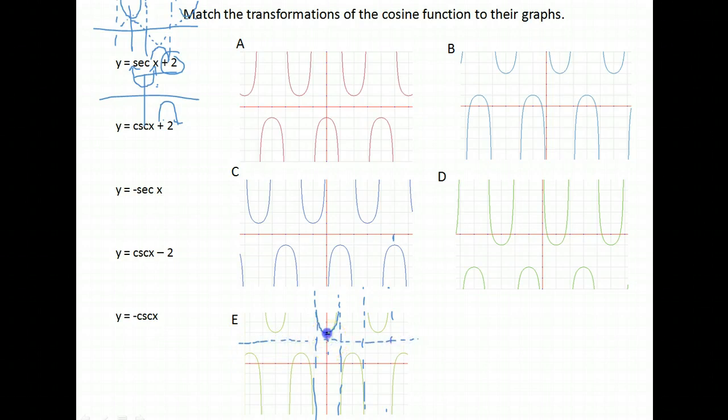And notice, yep, one above for these, one below, one above, one below, and it's turning in all the right spots. So E is my secant x plus 2. My next one is supposed to be cosecant x plus 2. So what should cosecant look like?